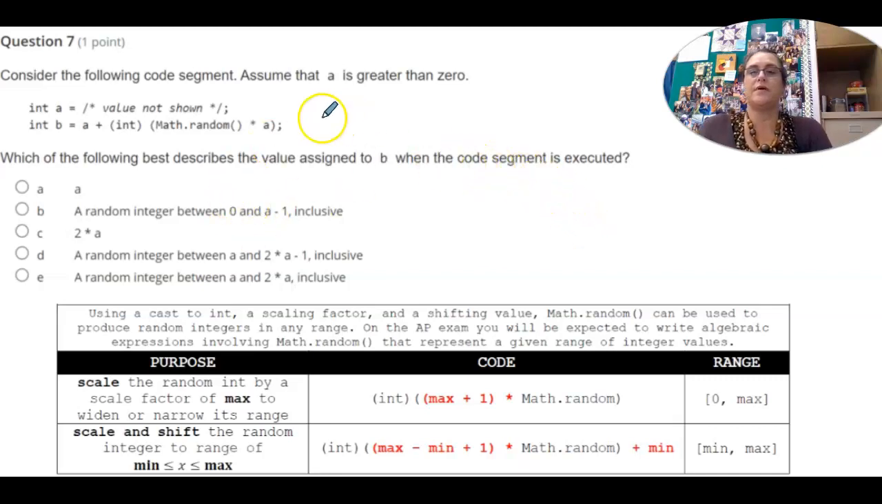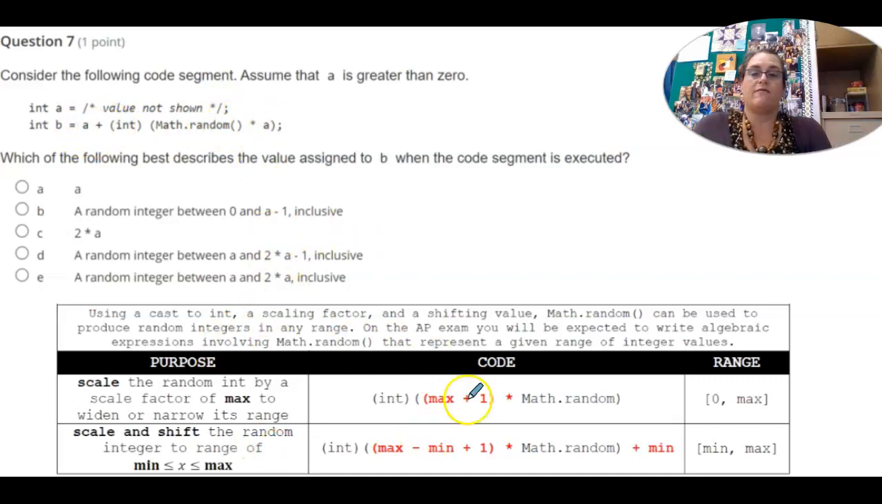Okay, so we're asked to consider the following code segment, assuming that A is greater than 0. So the int A, the value is not shown, but we know that it's going to be some positive number. And then int B, we're going to take that value of A, which is a positive number, and we're going to add (int) Math.random times A, cast as an integer. We're going to add that to A.